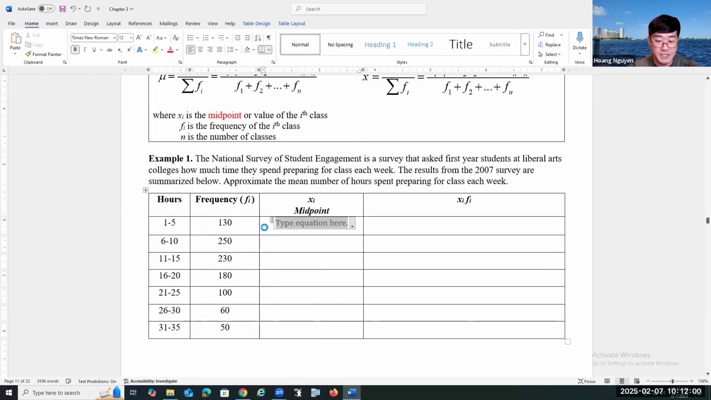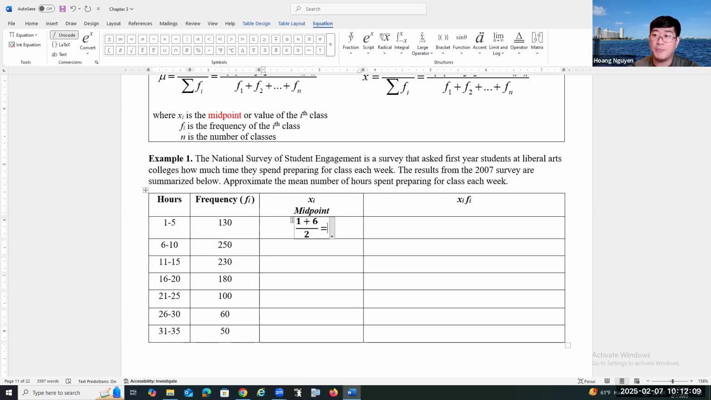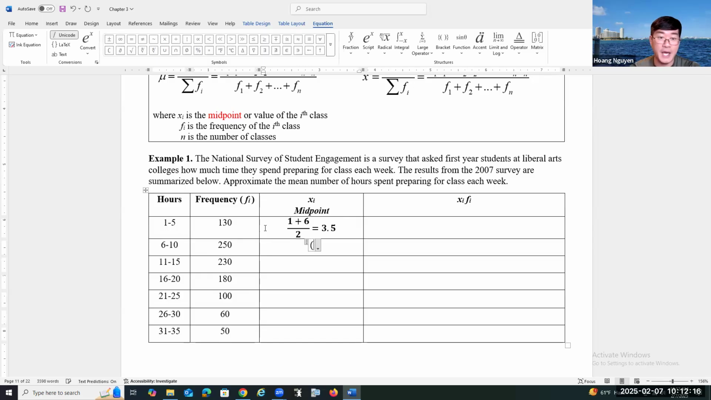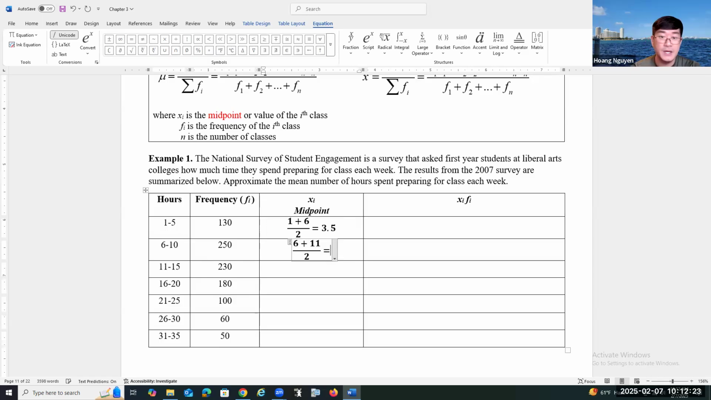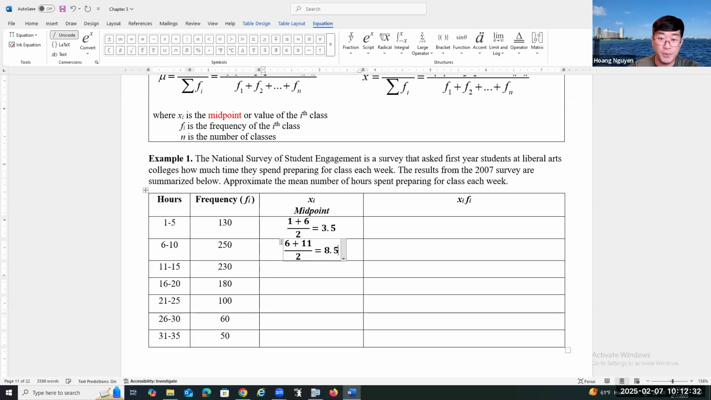For the midpoint of the first class, I take the lower class limit of the first class, 1, plus the next lower class limit of 6, and divide that by 2. So 1 plus 6 is 7, and 7 divided by 2 gives you 3.5. Similar idea for the next class: the lower class limit is 6 plus the next lower class limit of 11, divided by 2. That's 17, and 17 divided by 2 gives you 8.5.